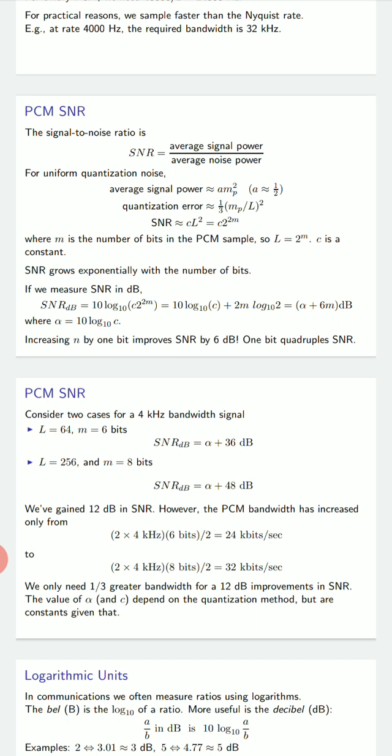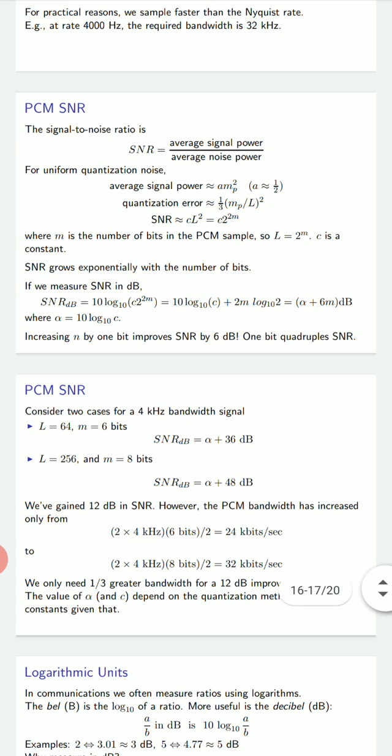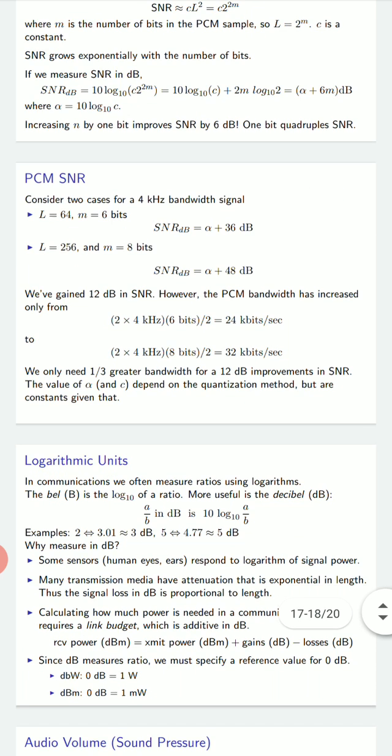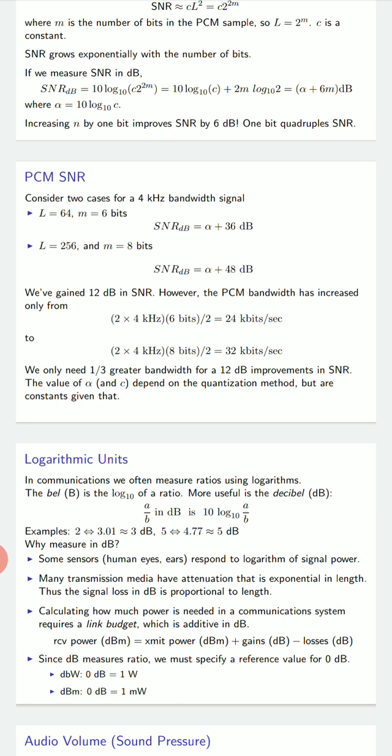So your equation is becoming here, because here you will get 2M into 0.3, that is nothing but 6. So you can take alpha plus 6M. So here alpha is nothing but 10 log 10 C. If you are having any equation, you can see here, because these things you will need, how we are taking alpha plus 6M dB.